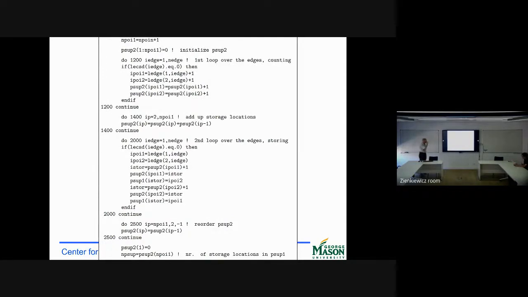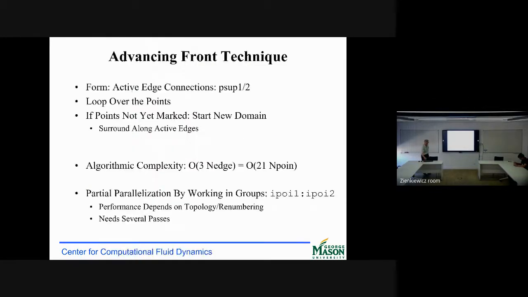So this is how you build the list of surrounding points that you need. This is again two loops over the points. This is classic, so I don't have to go over this again. The idea is that you have an algorithmic complexity of about 3 times the number of edges, because you have to go over each edge 3 times.